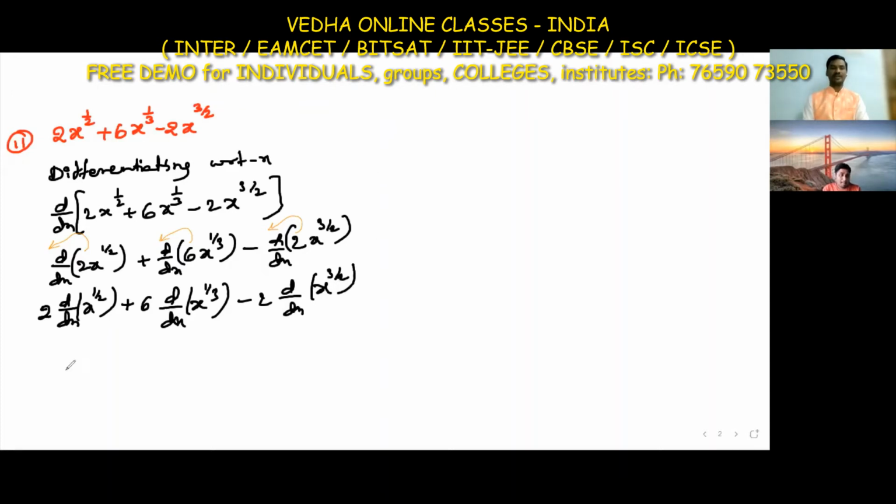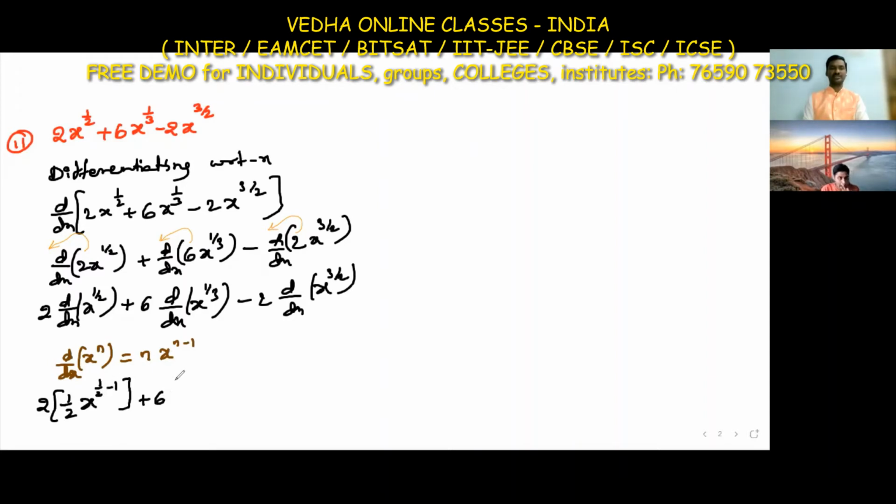What is the formula? d by dx of x to the power n is equal to n into x to the power n minus 1. Now I am going to apply this formula. 2 into 1 by 2, x power 1 by 2 means 1 by 2 into x to the power 1 by 2 minus 1.